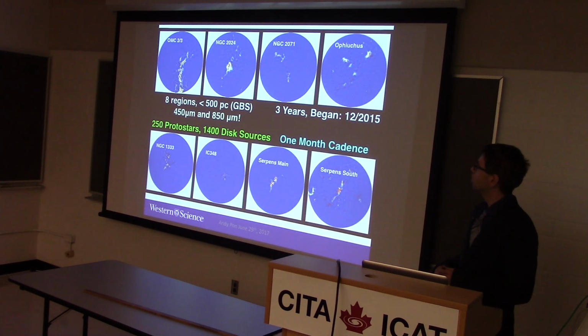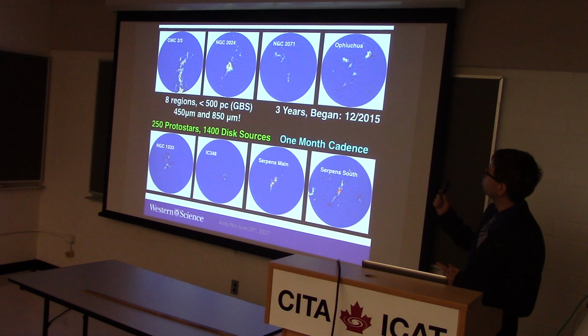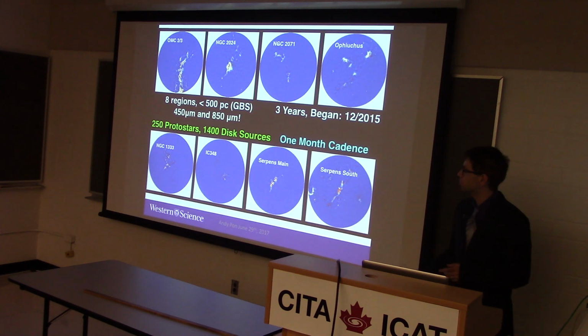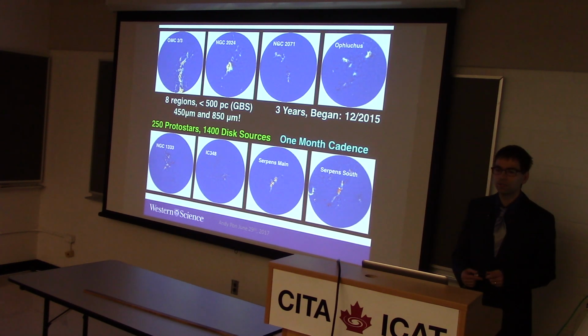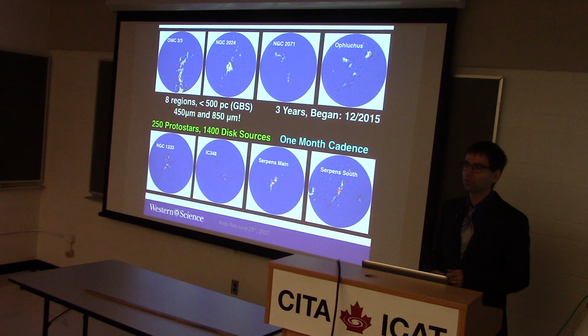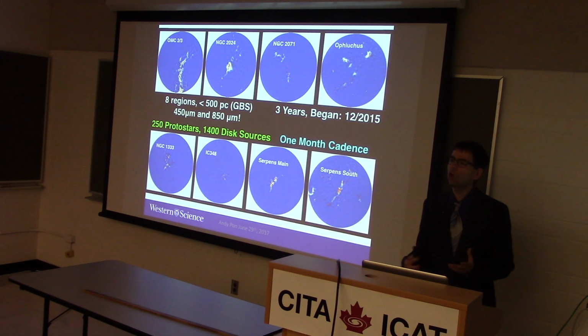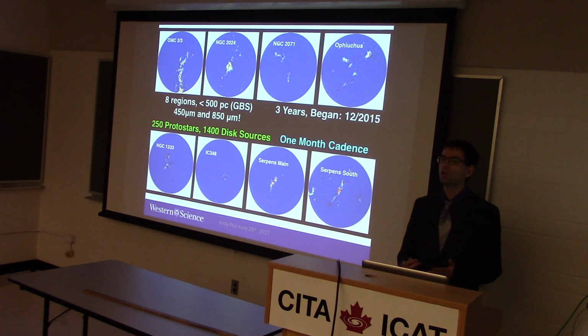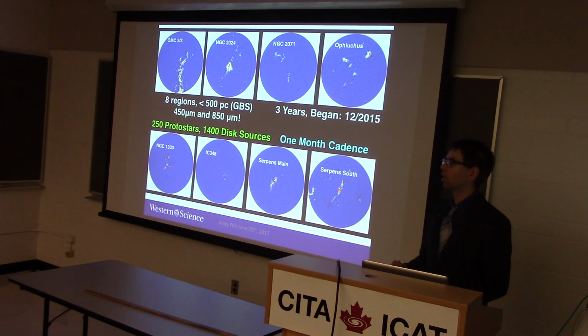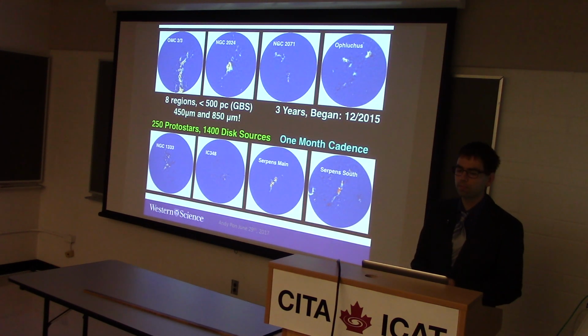So the 8 regions that we're going to be observing, or are observing, are these 8: OMC, NGC 2024, NGC 2071, Ophiuchus, NGC 1333, IC 348, Serpens Main, and Serpens South. So Ophiuchus, Perseus, Serpens, Orion, all the big classical well-studied nearby low-mass star-forming regions.